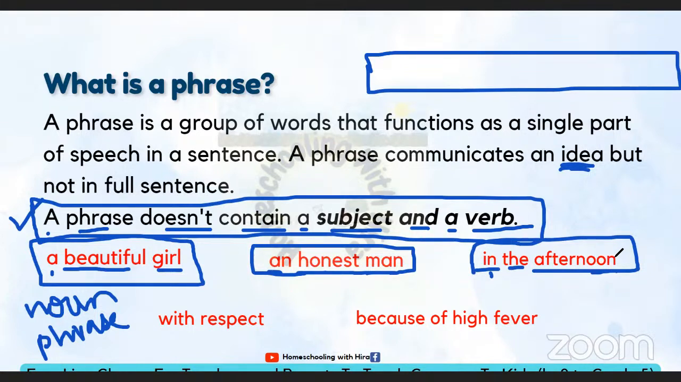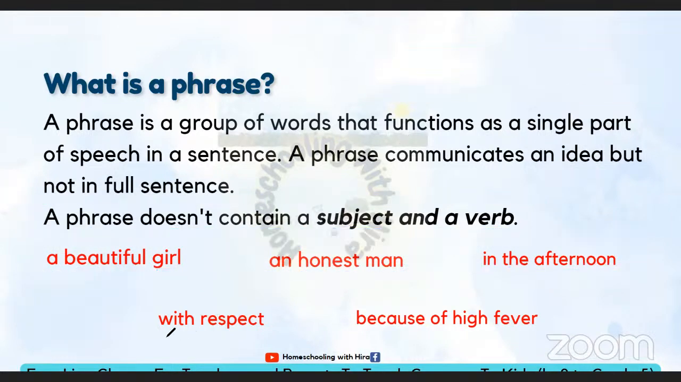We will do prepositional phrases, so just calm down, okay? I'll just go in the detail of each and everything, all type of phrases. Then we have with respect, 2 words together, not communicating the complete sense, because of high fever. What because of high fever, right? So these type of words that are together but are not giving us the complete sentence are called phrases. See? Hope this is clear till here.